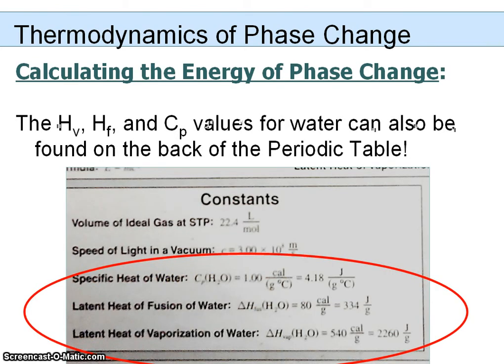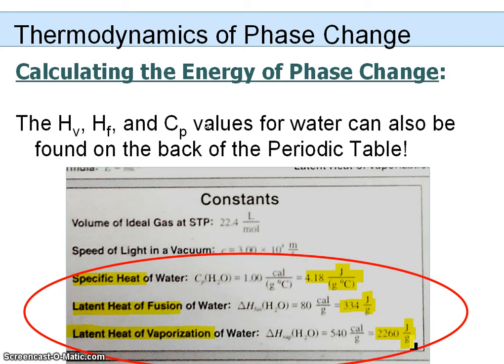Unless you are being asked to calculate the specific heat or molar heat of a substance, these will be given to you. Also on the back of your table, you are given the specific heat capacity and the molar heat or latent heat of fusion and vaporization for water. If you are being asked to do an equation where you are calculating the energy in joules, you want to use 4.18 because that is measured in joules per gram degree Celsius. Likewise, for the heat of fusion, you're going to use joules per gram.